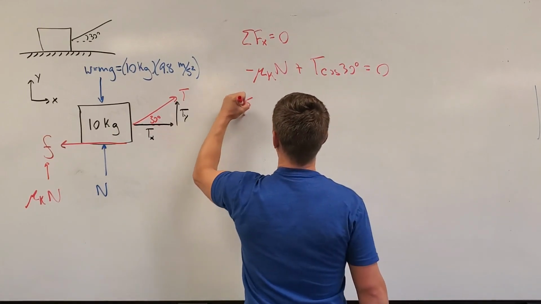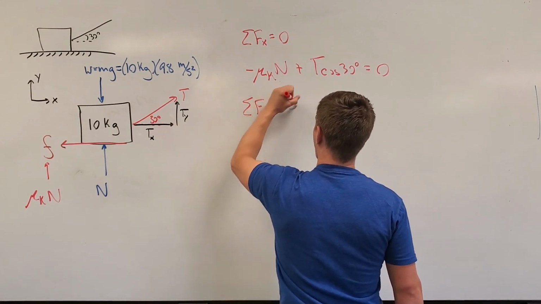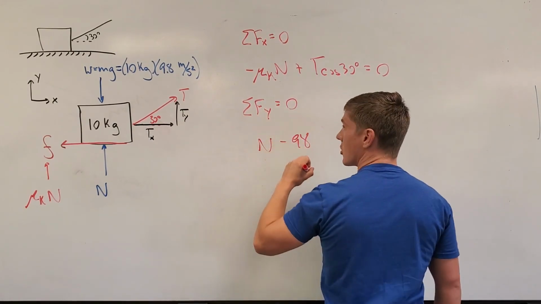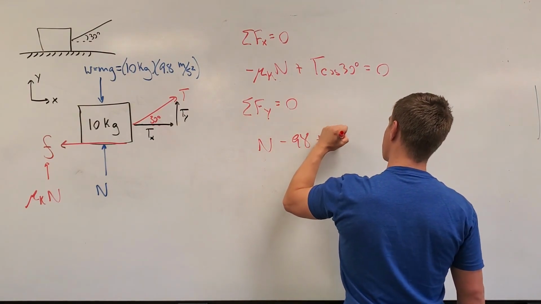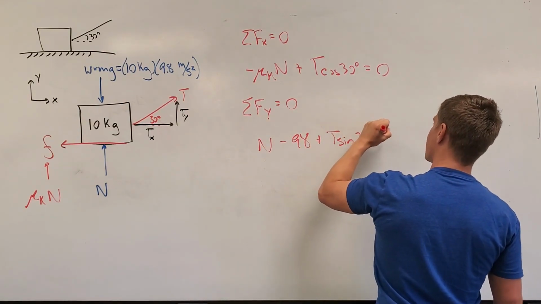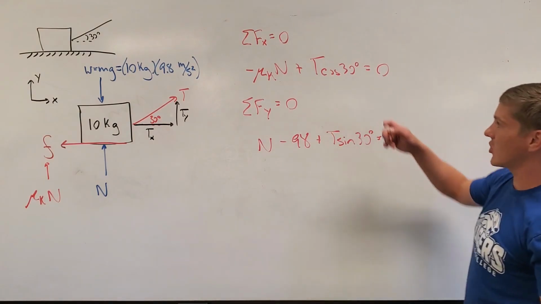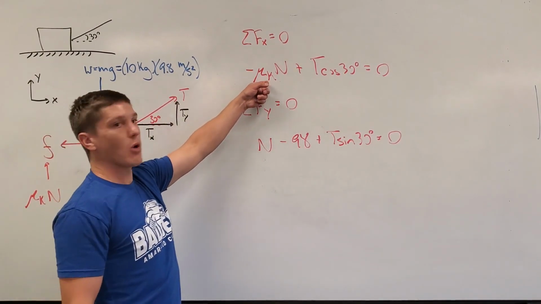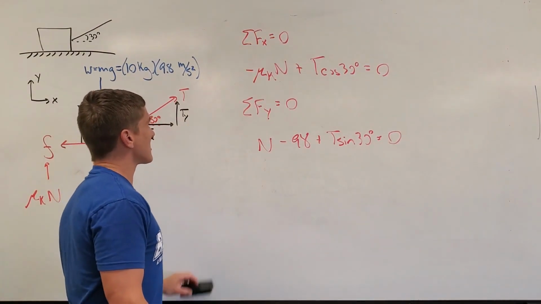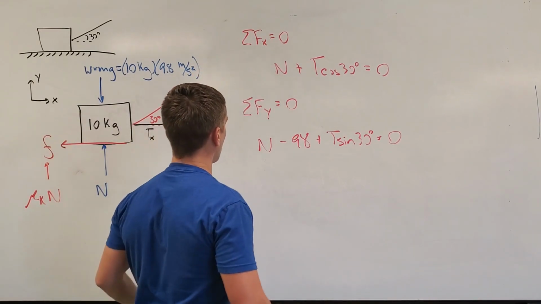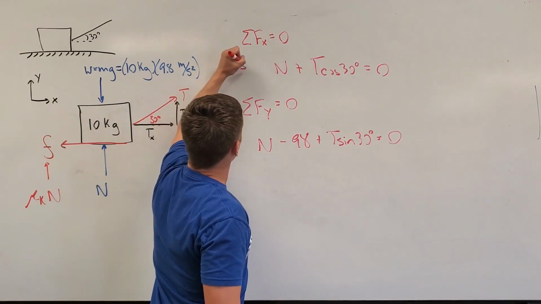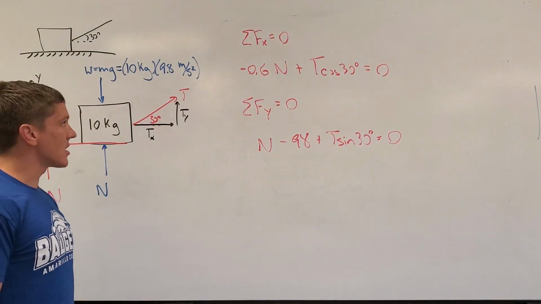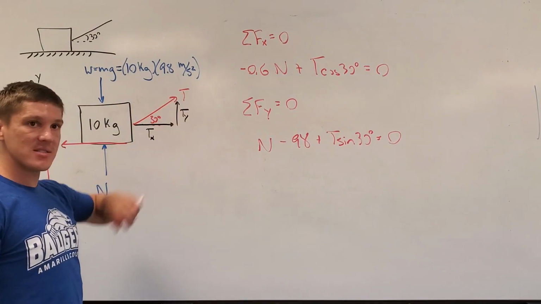And then we have that the sum of our forces in the y direction is also equal to 0. We have a normal force minus 98 newtons plus a T sine of 30 degrees is equal to 0. These are the exact two equations that we had before, but whereas in the previous time that we solved it this was a 0.8, the only thing that changes now is that our coefficient of kinetic friction is simply 0.6, so negative 0.6.